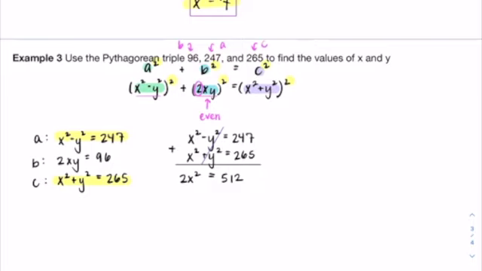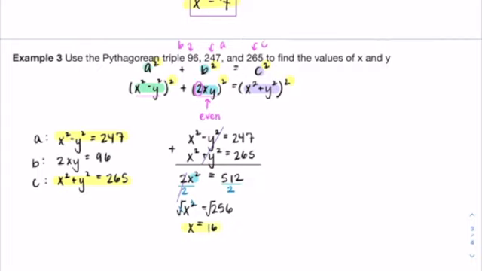And then from there, my goal is to get x by itself. So I would divide both sides by 2. And then 2 divided by 2 is 1, that goes away. I'm left with x squared equals 512 divided by 2, which is 256. And then I need to get x completely by itself, so I'd have to square root both sides now. Square rooting cancels out the power, and I'm left with x equals, technically if you square root 256, it should be positive or negative 16, but x and y have to be positive integers, so we would just do positive 16. So that's my x value.